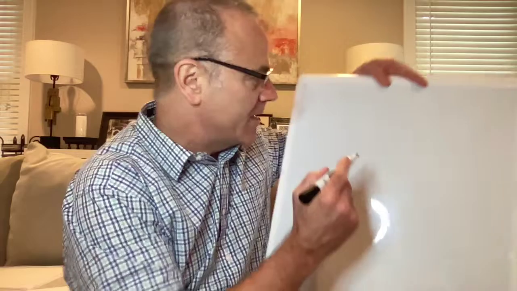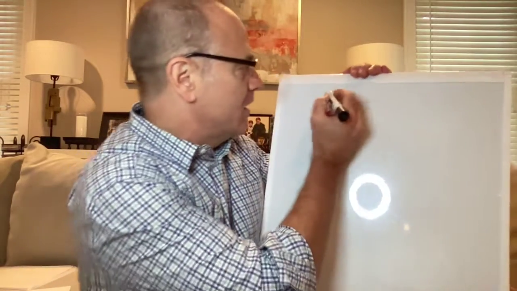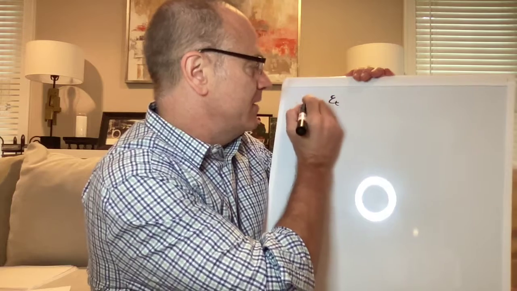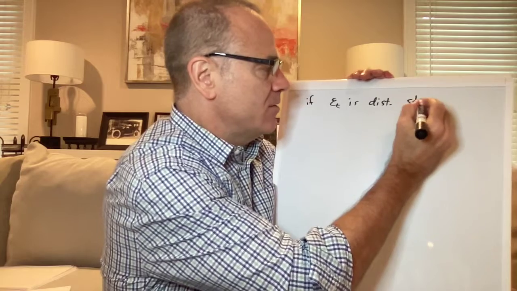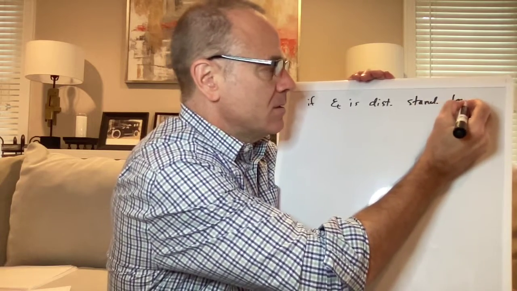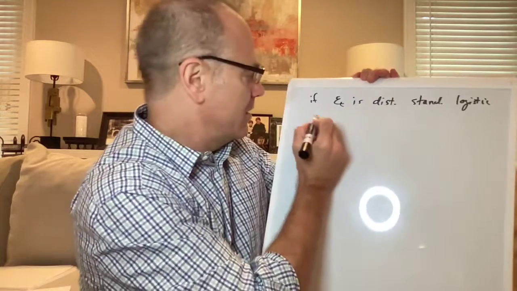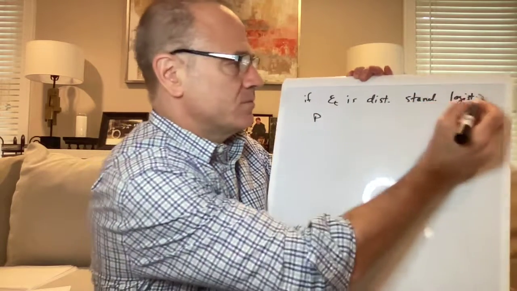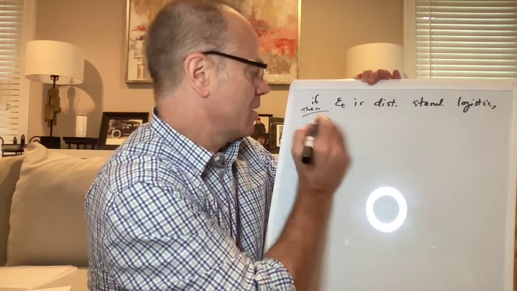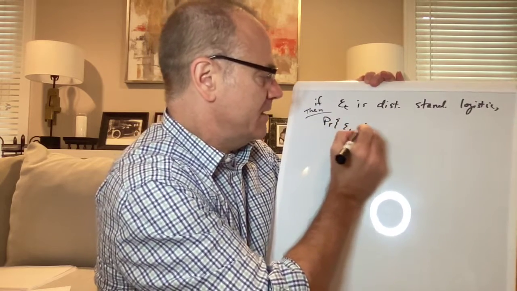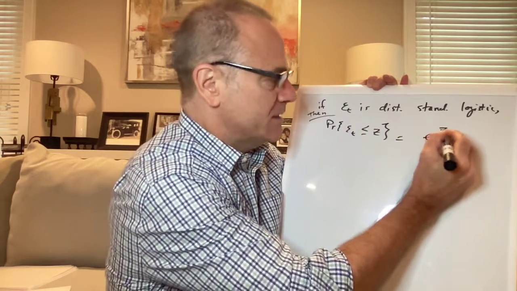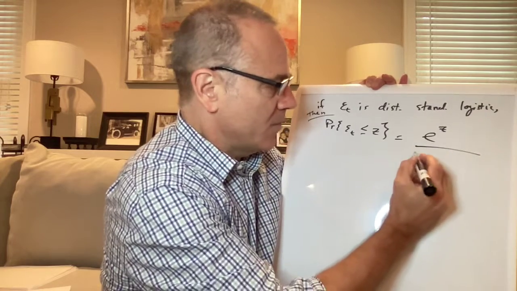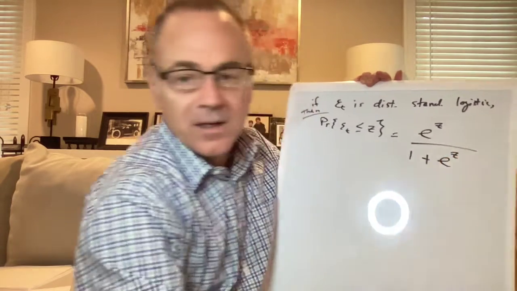Let me do the one little thing, and this is that what we say is before, so if epsilon t is distributed standard logistic, then the probability that epsilon t is less than or equal to z, the CDF, just equals e to the z divided by 1 plus e to the z.